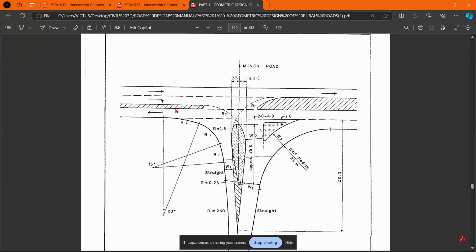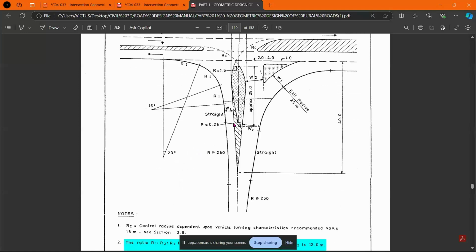But then you can see for the exit, where we don't need the ghost island, because you're only having one-way traffic, it requires the 3-centered arc. So ideally, there are 3 arcs as a widening or as an acceleration section for the vehicle to be able to move into the major road.